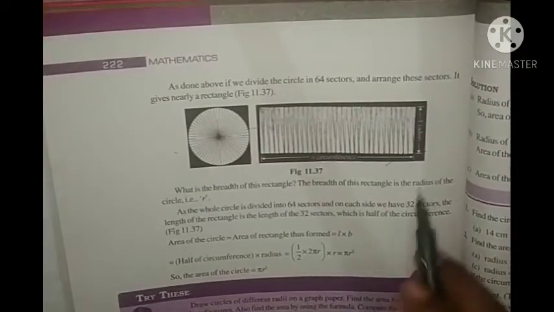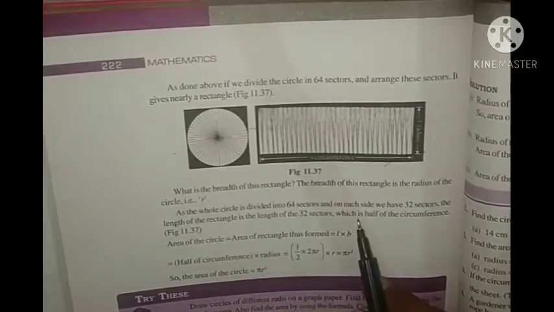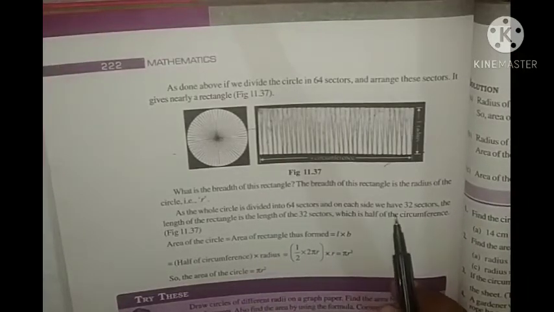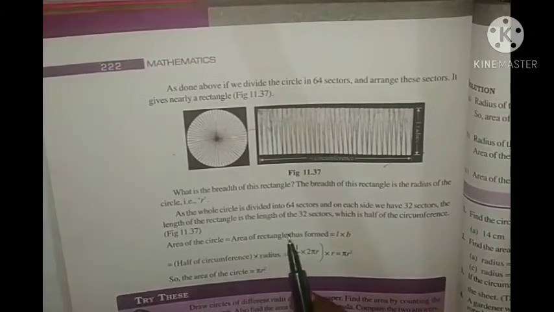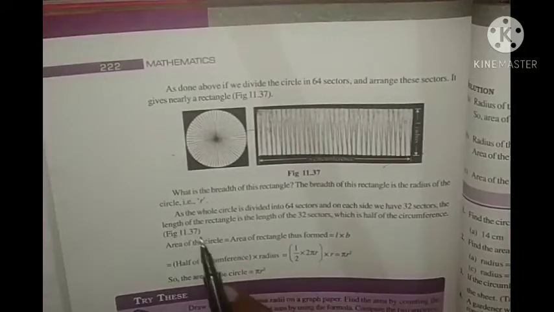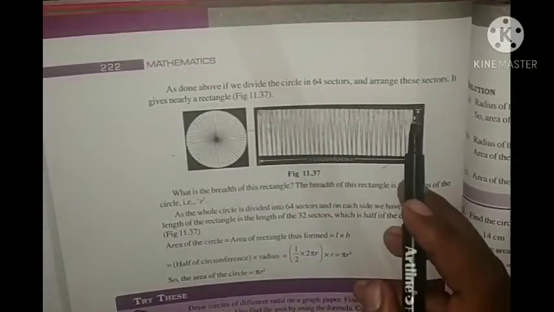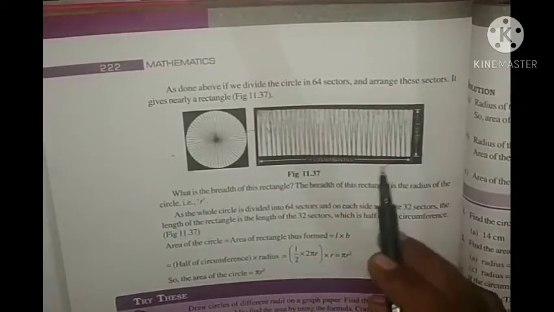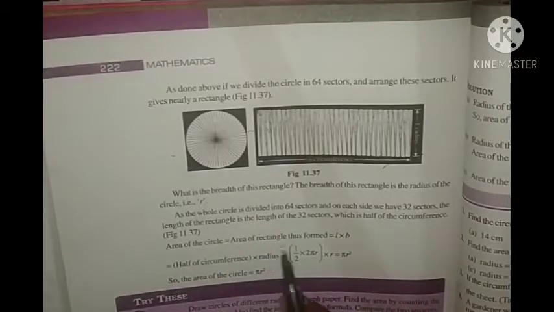So area of circle, how will you find out? As the whole circle is 64 sectors, on each side we have 32 sectors. The length of the rectangle is of 32 sectors, which is half of the circumference. If we join this, what will we get? We will get 32 sectors. So area of circle is how much? Area of the rectangle thus found.